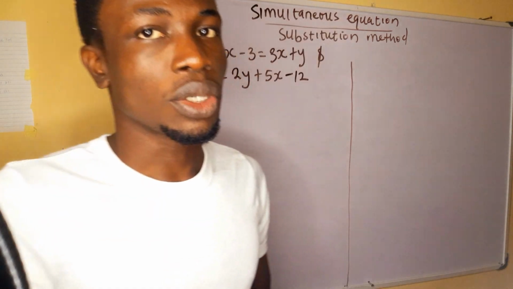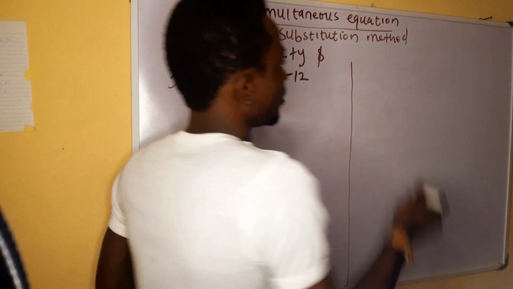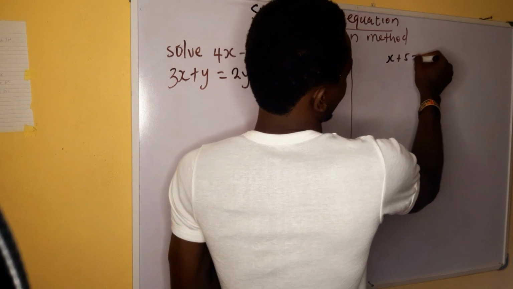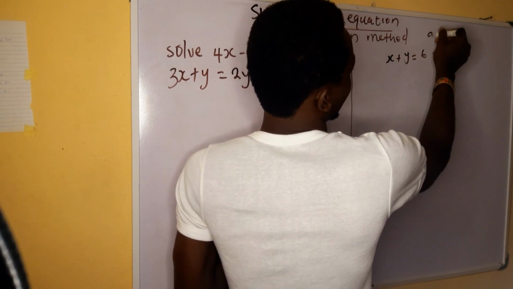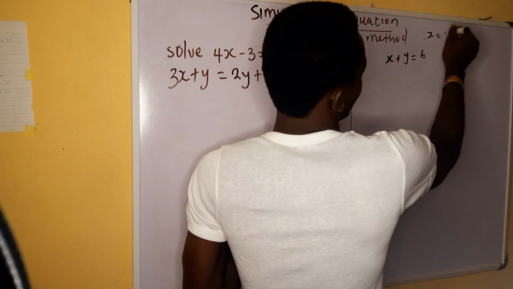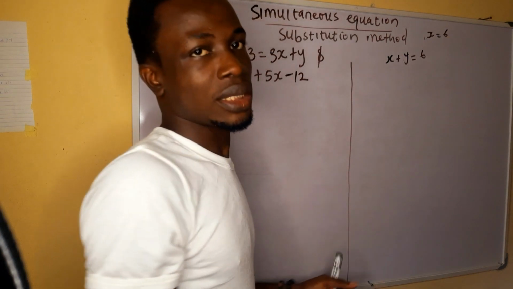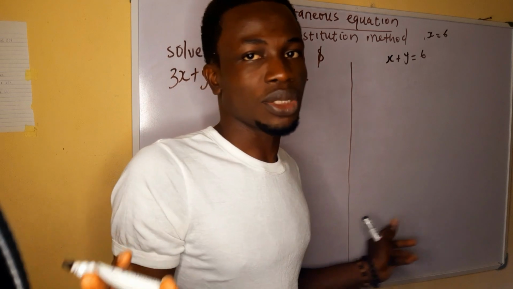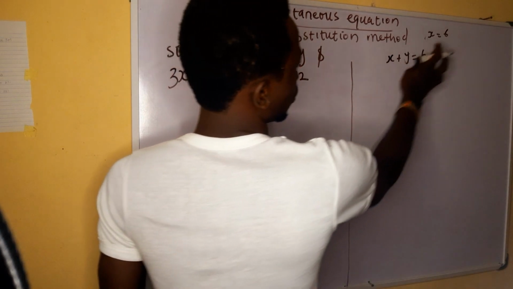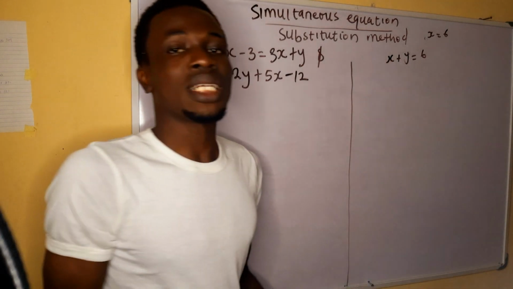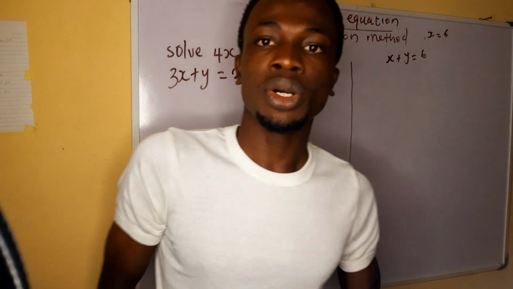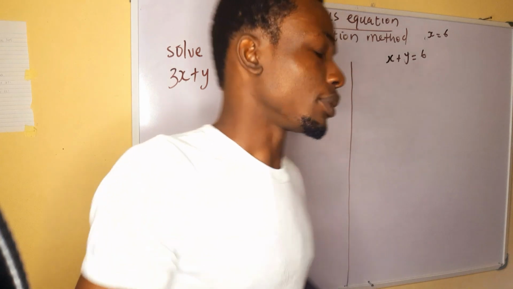What is substitution? Substitution means that if I have x plus y is equals to 6, and I come and tell you that our x is equals to 6, it means I've already given the answer to this question, because all you need to do is substitute x as 6. Anywhere I see x, replace it with 6. So that is exactly what we are going to do here. Let us dive in so you see how it's done.